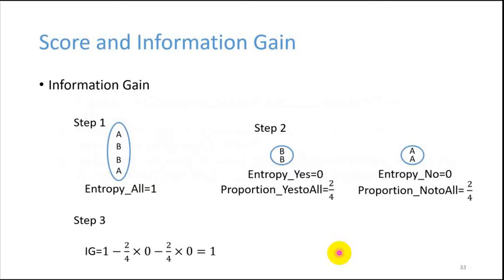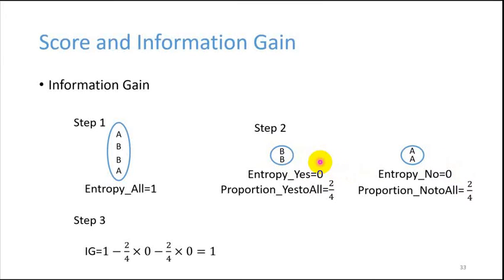Here is the example. You can see that the impurity of this one, or entropy of this one, is 1, but after classification we have 2 B's in the yes branch and 2 A's in the no branch, and if we calculate the entropy for these, we will have 0 for this one and 0 for this one.